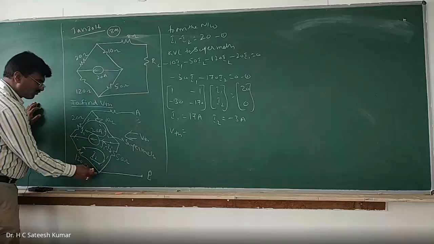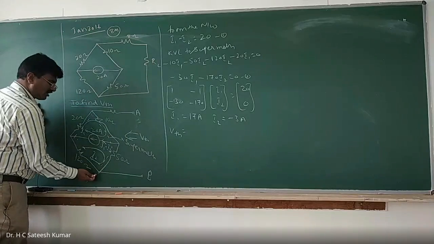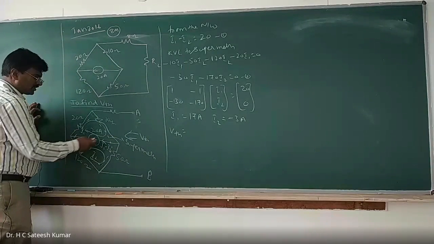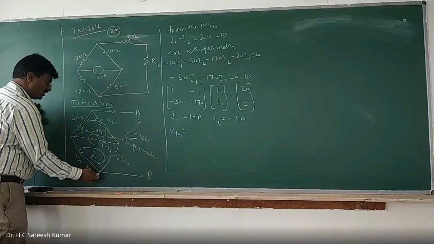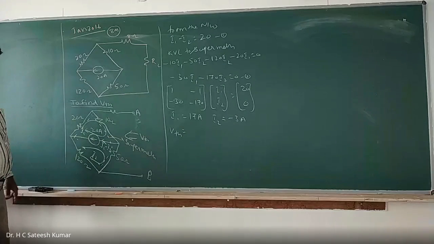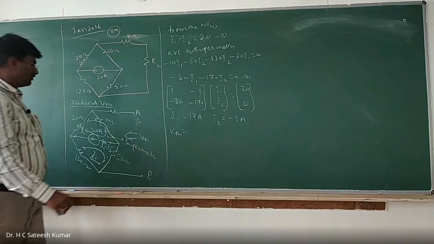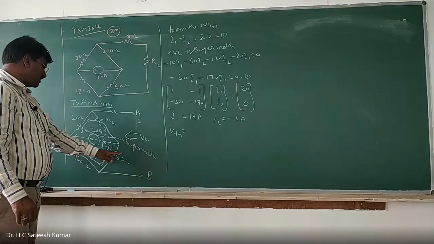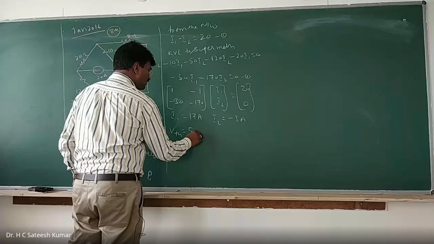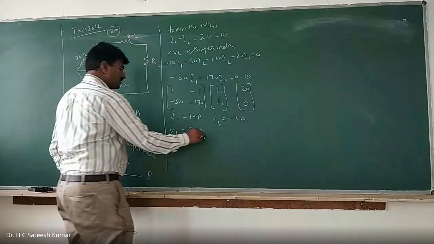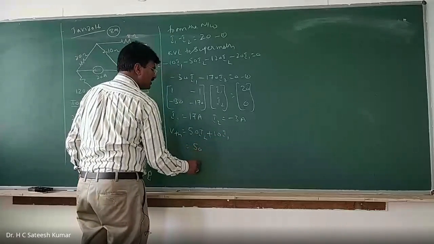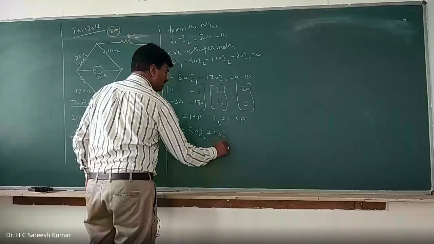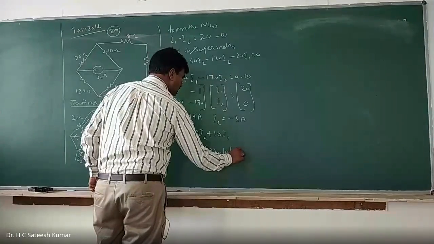You can go from here like this, or from here like this. But here you cannot go because the current source is there. So only 2 possible combinations. I'll go in the easiest path, with small values. I'll go this way. VTH is equal to, going against 50 into I2 and against 10 into I1: 50 into I2, where I2 is minus 3, plus 10 into I1, where I1 is 17. How much is this?